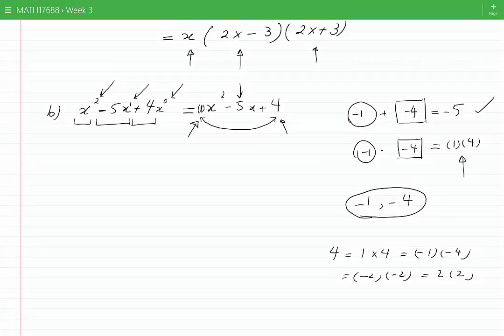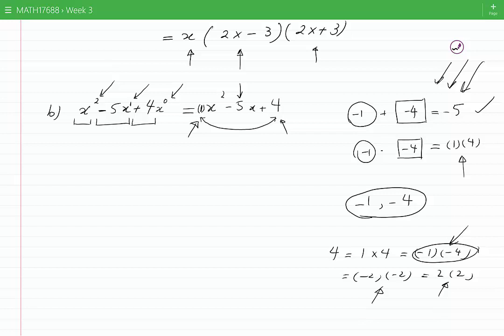1 times 4 would not be the answer to our problem because 1 plus 4 is not equal to -5. So the first condition would fail. -1 and -4, this one would satisfy our condition as I explained. -2 and -2, if you add them you would get -4, which again fails the first condition. And 2 times 2, if we add the two numbers, we would get 4, which again fails the first condition. Therefore the only possibility is -1 and -4.